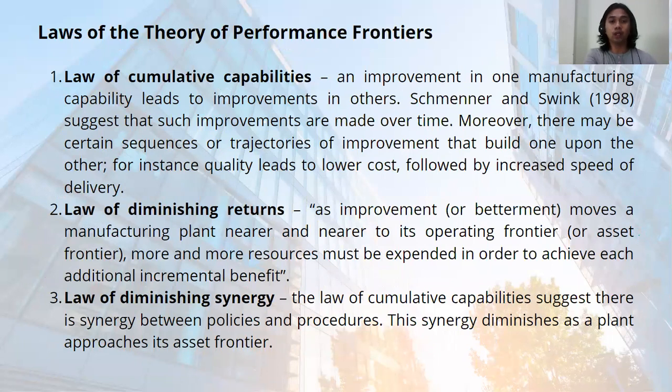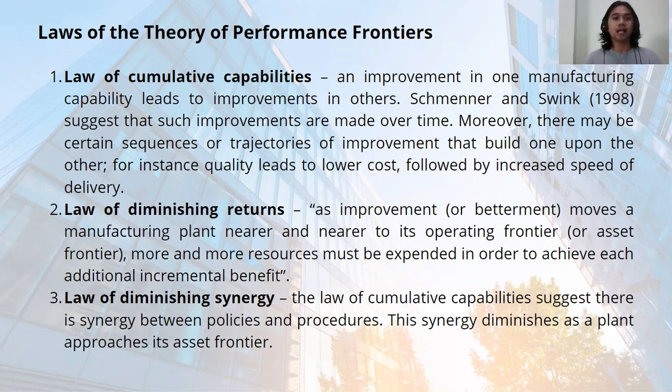At this point, we will look into the various laws of the theory of performance frontier. First is the law of cumulative capability. All right, so let us have first the law of cumulative capabilities. An improvement in one manufacturing capability leads to improvement in others. Schmenner and Swink, 1998, suggest that such improvements are made over time. Moreover, there may be certain sequences or trajectories of improvement that build one upon the other. For instance, quality leads to lower cost, and this is followed by increased speed of delivery.